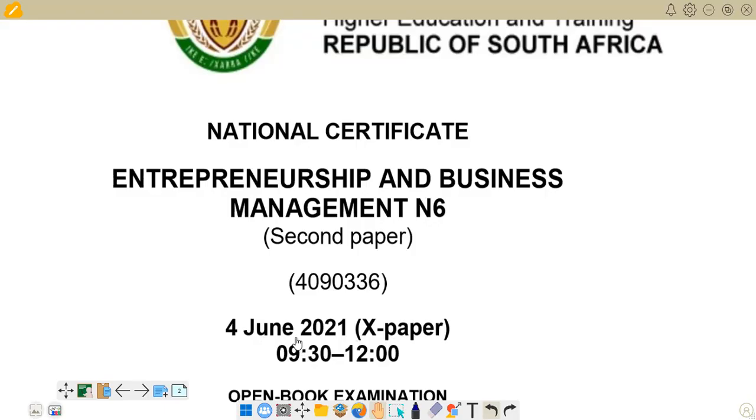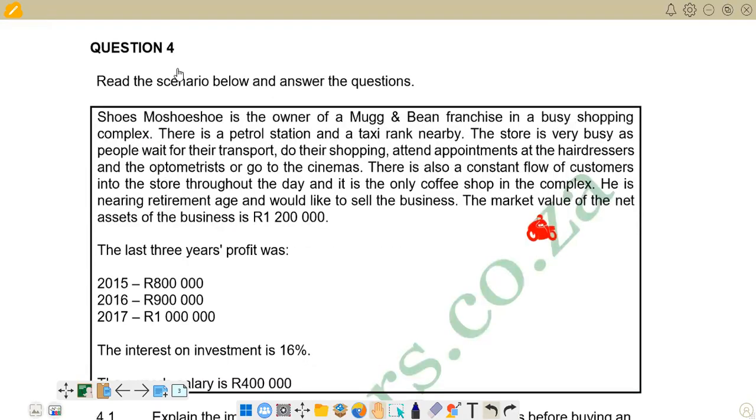This is what we have. On this question paper, we are going to look at question 4, and specifically at the calculation of the fair price of a business. So we go to our question. This is what we have in terms of question 4.